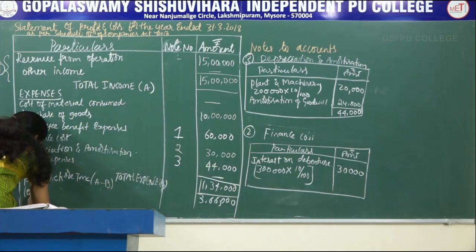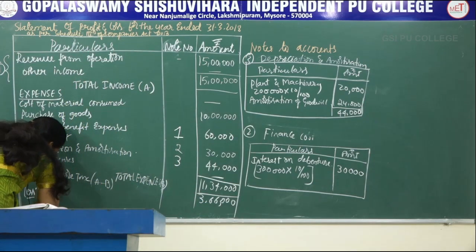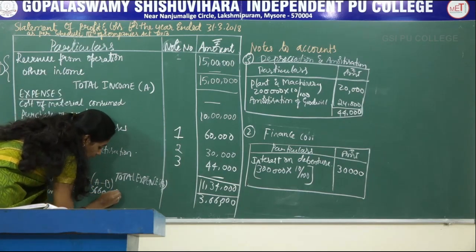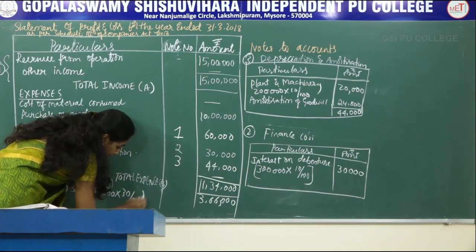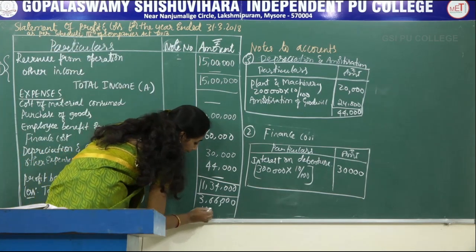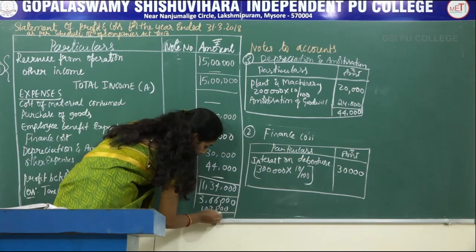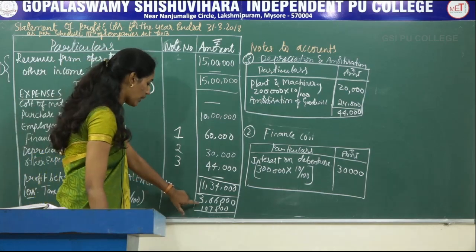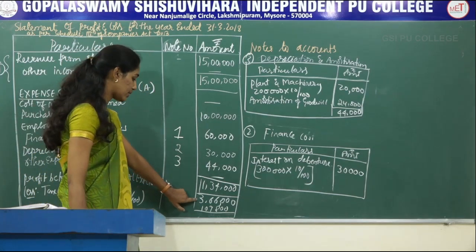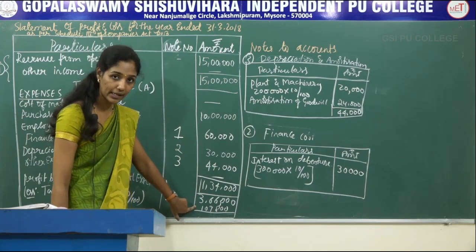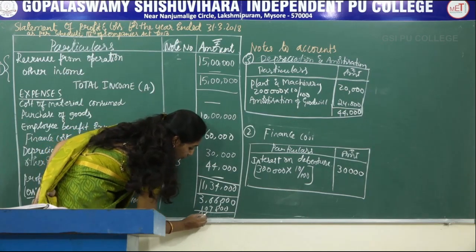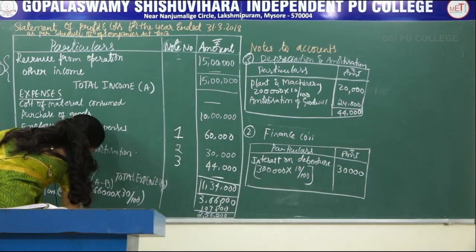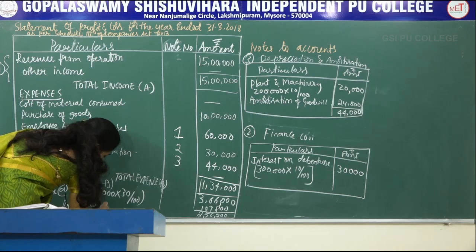Now we have to deduct or charge tax on 3 lakh 66,000 at 30%. 3 lakh 66,000 into 30 divided by 100. You will get 1 lakh 9,800. So this is the amount of tax. Now we have to deduct the amount of tax from the profit before tax. 3 lakh 66,000 minus 1 lakh 9,800. You will get 2 lakh 56,200. So this is profit after tax.